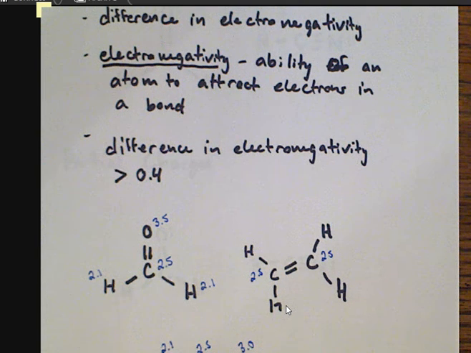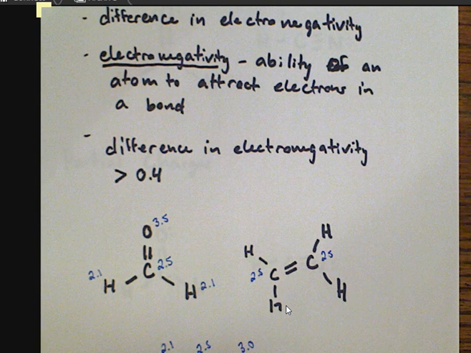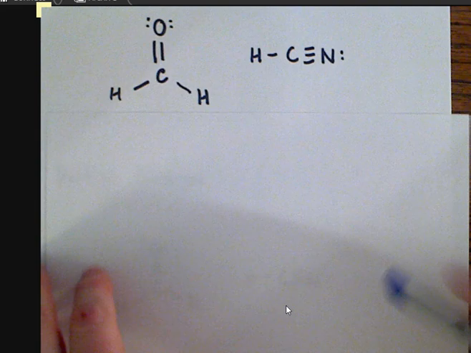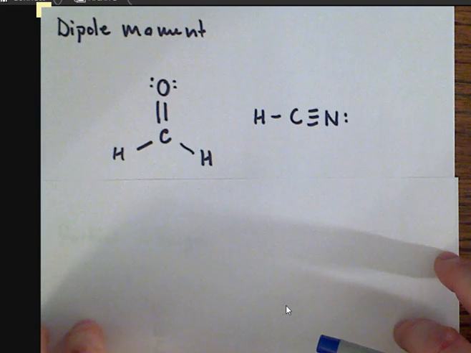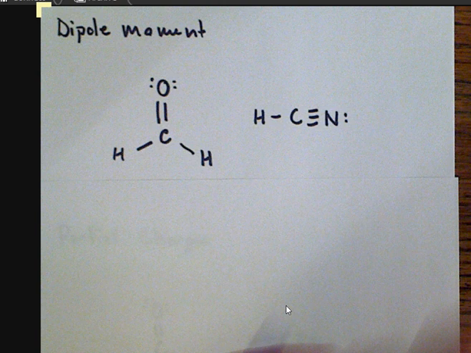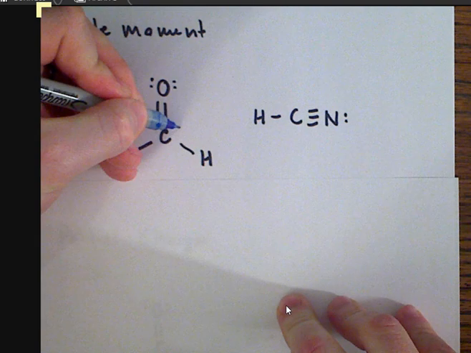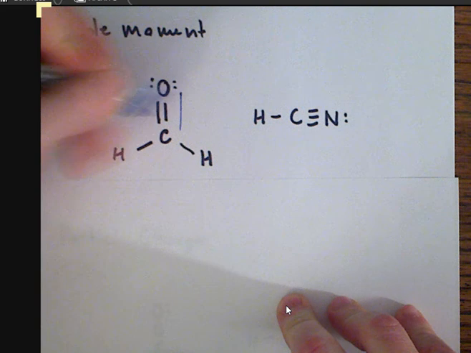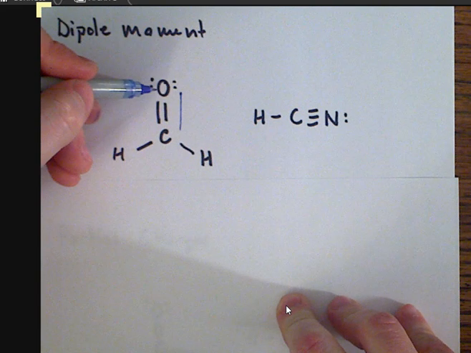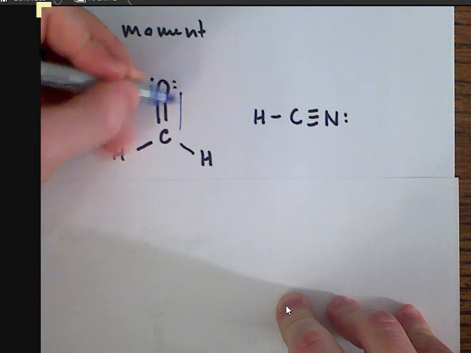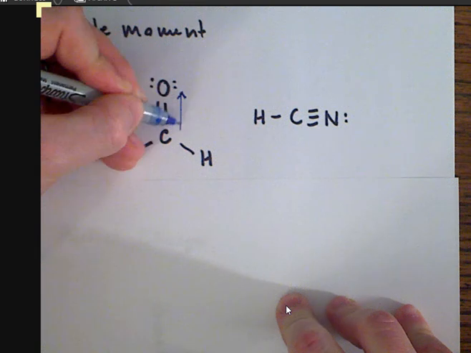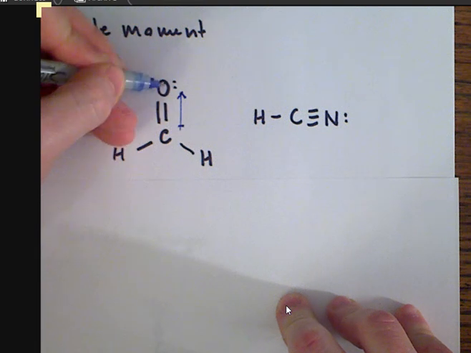So once we've identified a polar bond, a difference of more than 0.4 in terms of electronegativity, there are two ways that we can go about identifying it in a molecular structure, or in a Lewis structure. The first is called a dipole moment. A dipole moment is nothing more than an arrow that shows the direction in which electrons in the bond are being pulled. In this case, oxygen is the more electronegative atom. It does a better job of attracting electrons, and so the electrons in that bond are going to be pulled towards the oxygen.